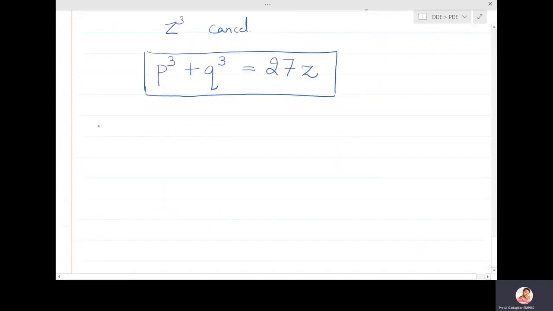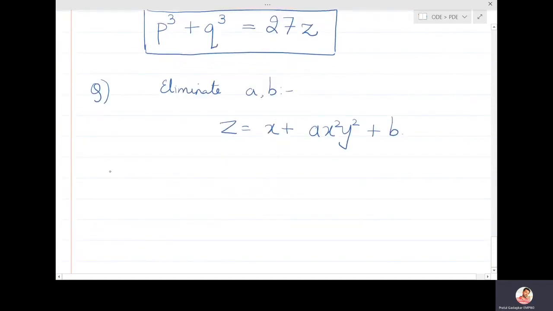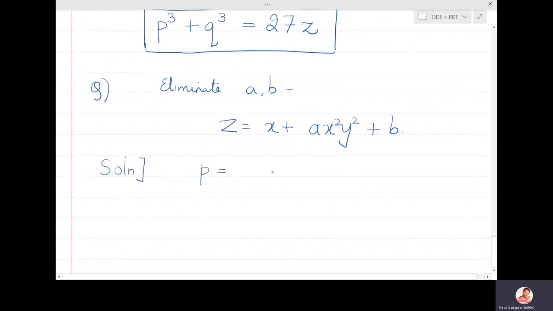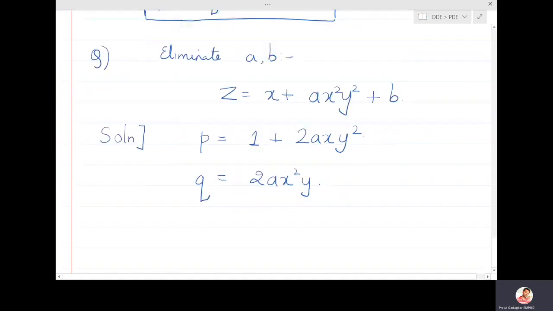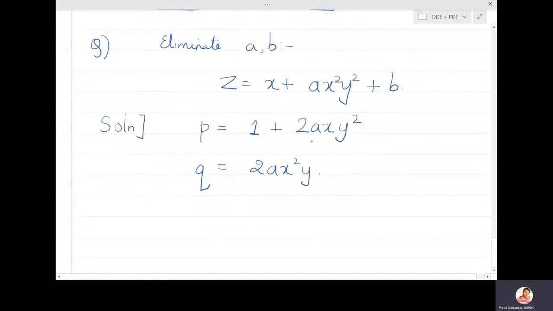If I go to the next question, I will take one easy question now. Let me say, eliminate a and b from the given surface z is equal to x plus a x square y square plus b. So this is very easy to do now. If I differentiate with respect to x, I'm going to get p is equal to 1 plus 2axy square. And if I differentiate with respect to y, I will get q is equal to 2ax square y. So what do you observe here? Here you have 2axy square, here you have 2ax square y.